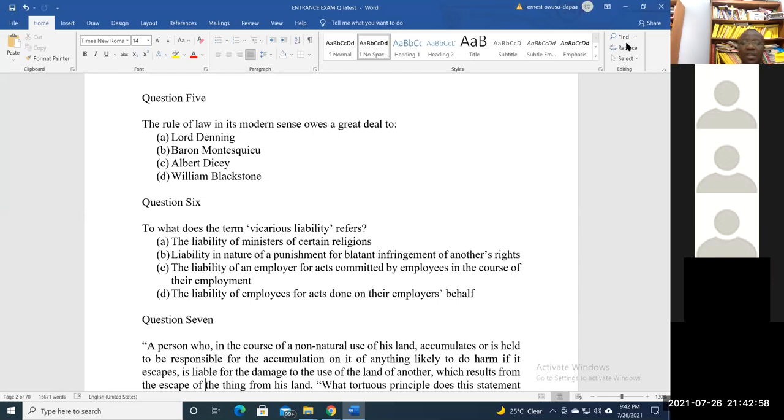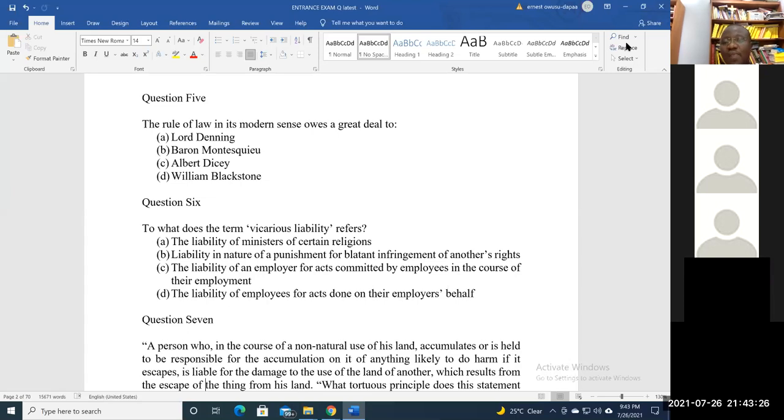C. Liability of an employer for acts committed by employees in the course of their employment. That sounds closer to something which is likely to be the correct answer. So let us flag C. The liability of an employer for acts committed by an employee in the course of the employment.